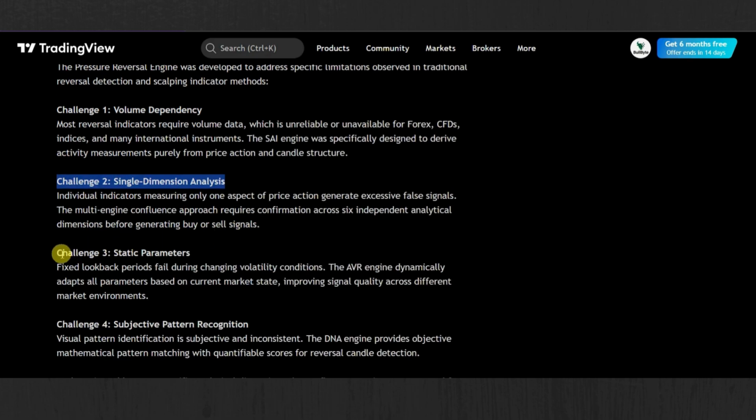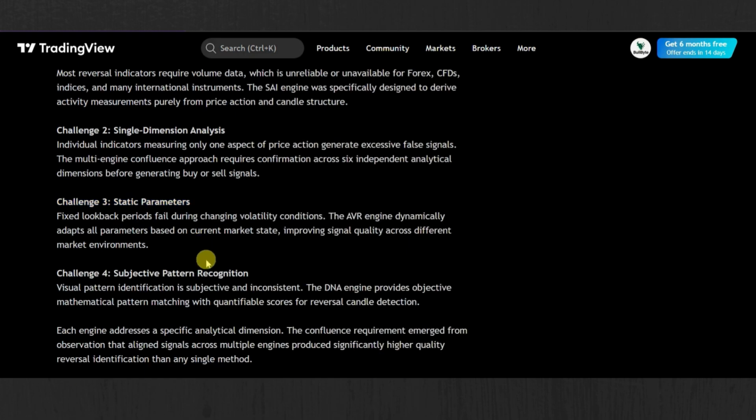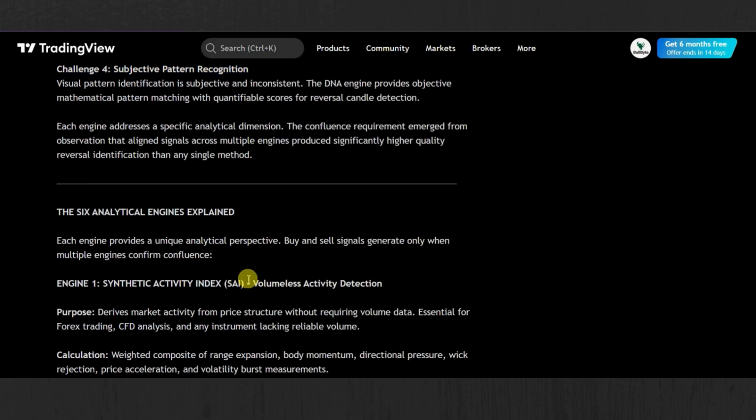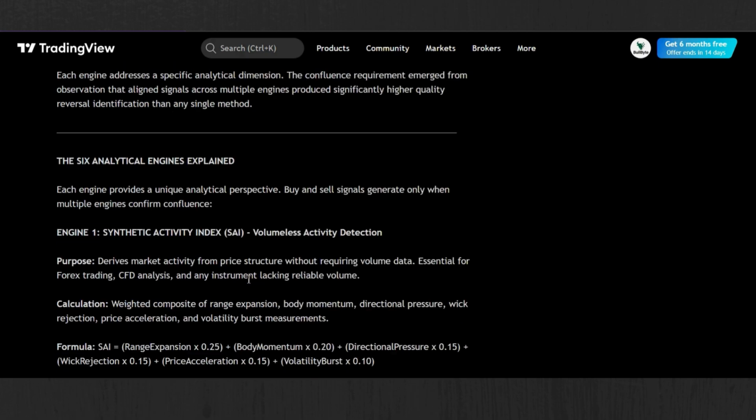Third, they use fixed parameters. Settings that work great in a calm market completely fail when volatility picks up. They don't adapt. And fourth, pattern recognition is subjective. What looks like a hammer candle to you might look like something else to me. There's no consistency. The Pressure Reversal Engine was built to solve all four of these problems.